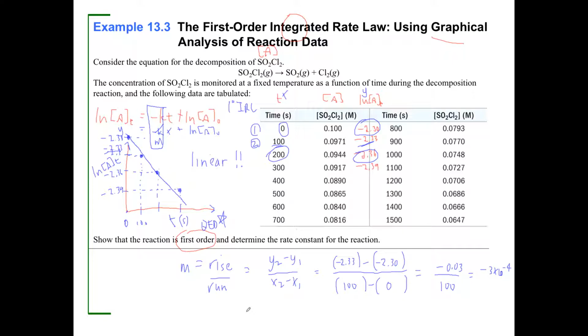Just one second here. Checking my notes to make sure I'm not getting too far afield. And it says 13.4. Yep. Okay. Minus 3 times 10 to the minus 4. All right. And that's what my K is. K is equal to minus 3 times 10 to the minus 4.